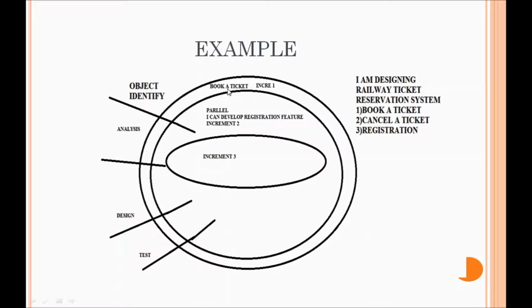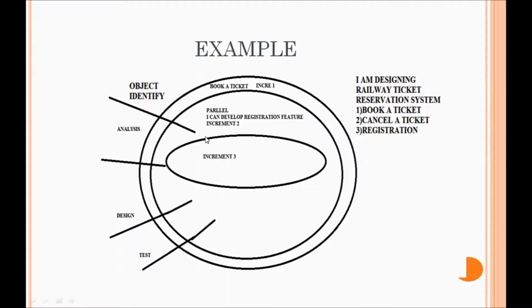At the same time, 5 members will be busy developing this feature, and another 5 people will be busy developing the registration feature. You can see the same objective identification applies to this also. Same analysis applies to the second feature. Same design. In parallel they are doing the analysis, the objective identification, the design, and the testing for the second increment. Concurrently, 5 people are doing the first feature and 5 people are doing the second feature.